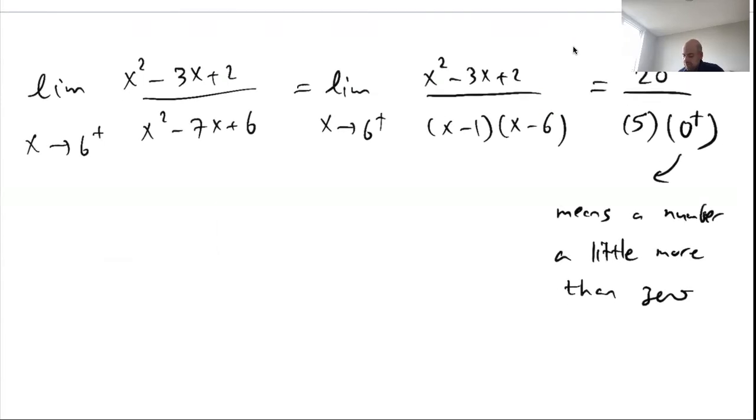So then the answer with 20, so everything is positive, right? So 20 over 0 plus. 5 times 0 plus means 0 plus, because 5 times a very small positive number is still small and positive. 20 over 0 plus, the answer is infinity.